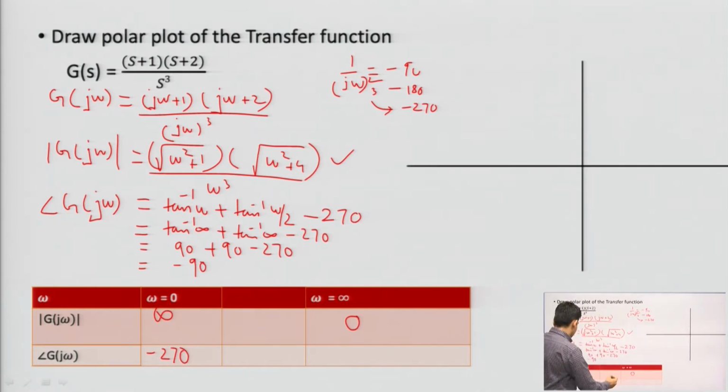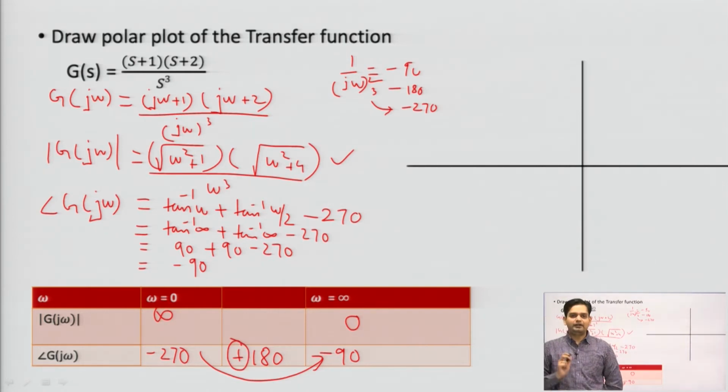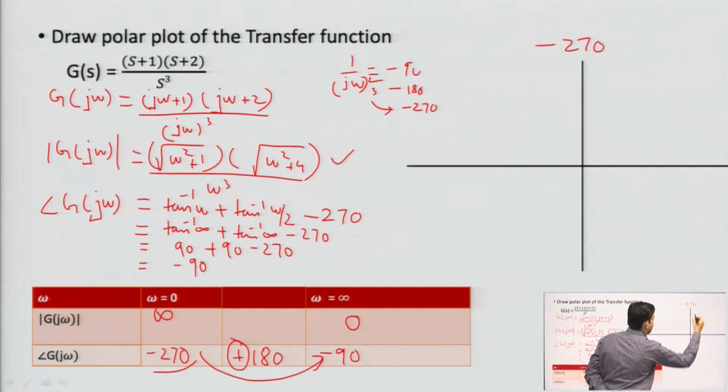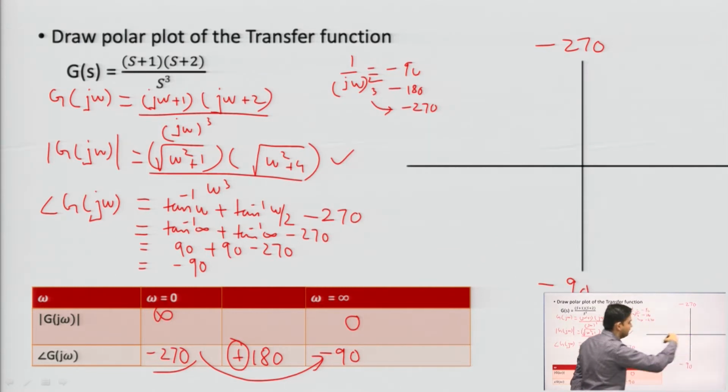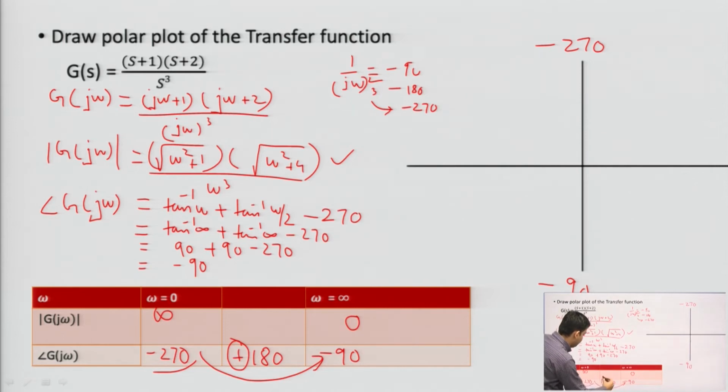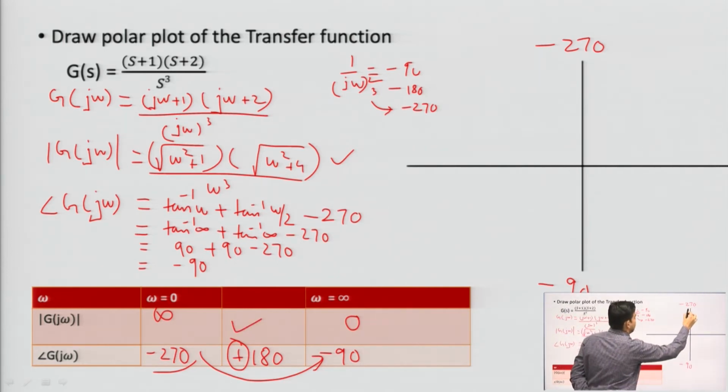It means my phase at omega equal to infinity is minus 90. So, how much do I add to minus 270 to achieve minus 90? You can say it is around plus 180, the plus sign is coming, it means I have to move in the anti-clockwise direction. I will start from minus 270, terminate at minus 90, total phase coverage would be 180, in which direction? In the anti-clockwise direction. So, I will start from here.